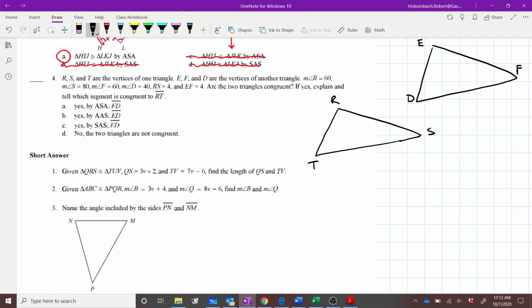The measure of angle R is 60. Measure of angle S is 80. Measure of angle F is 60. Measure of angle D is 40. EF is equal to 4. Are the two triangles congruent? If yes, explain and tell which segment is congruent to RT.